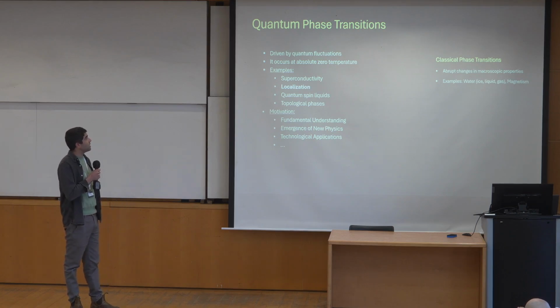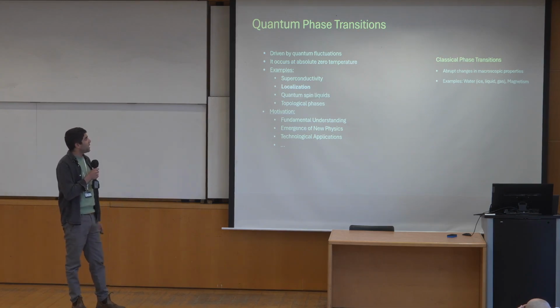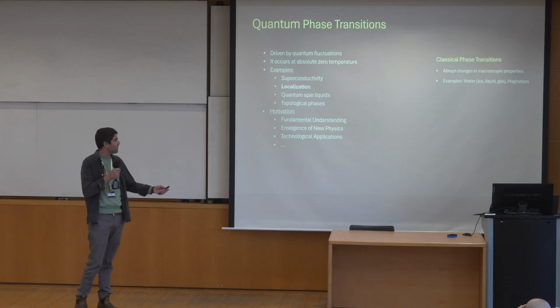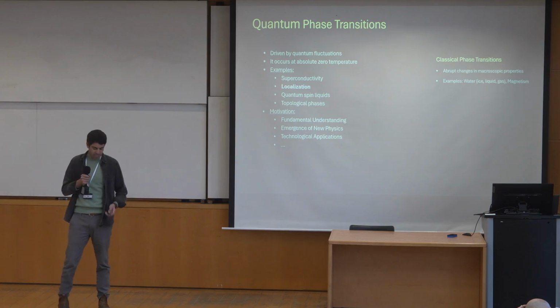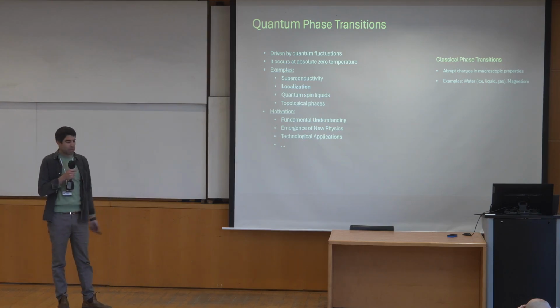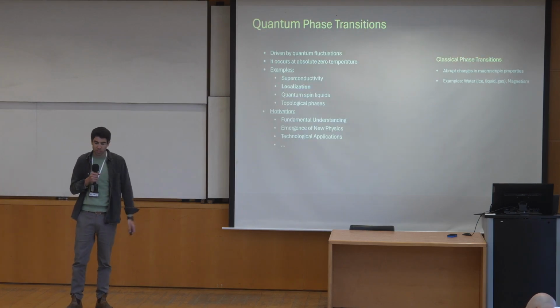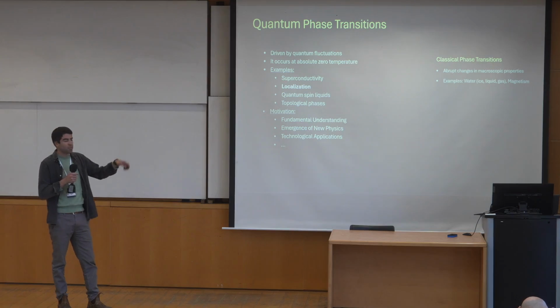There are several examples of quantum phase transition: superconductivity, localization, and other things. The motivation to study it is because it gives us some fundamental understanding, some emergent physics, and potential technological applications. And a few words about localization, which is the one that we will focus on a little bit more here. Localization basically says that if a system, okay, I will give a few words about it later.